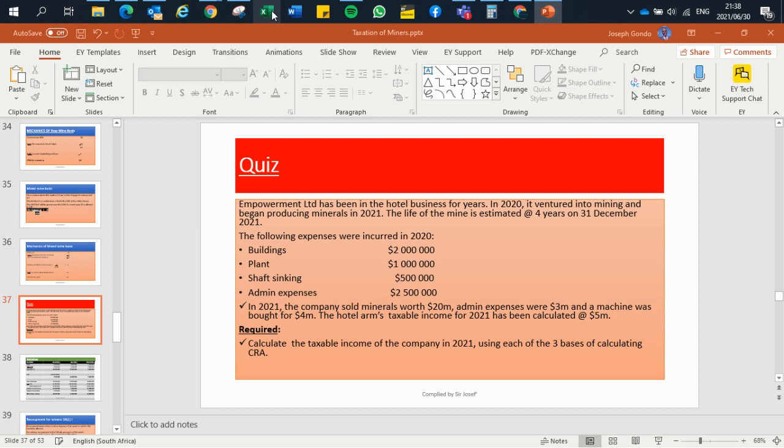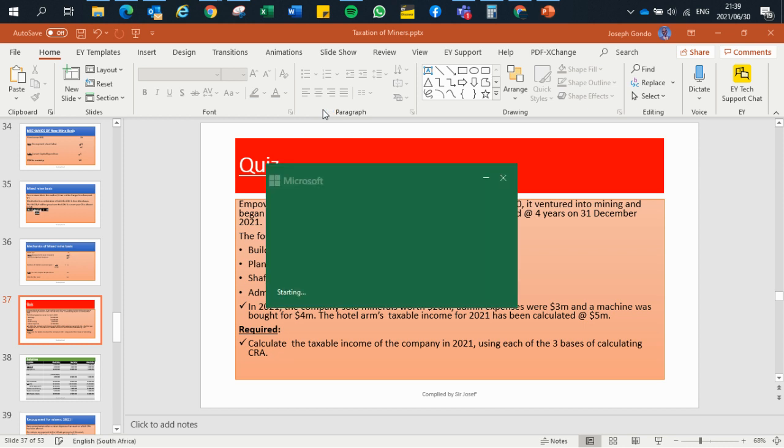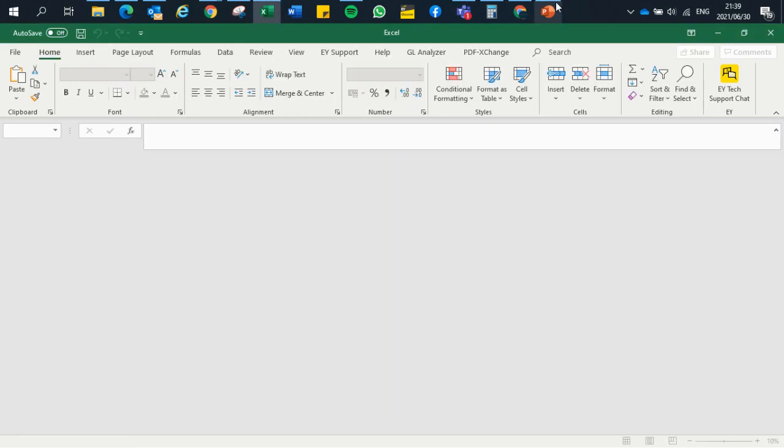Let me just open my Excel so that I can do the calculations practically. Just a minute. There are a lot of add-ins in this Excel, that's why it's taking forever to open. But anyway, it's almost done.